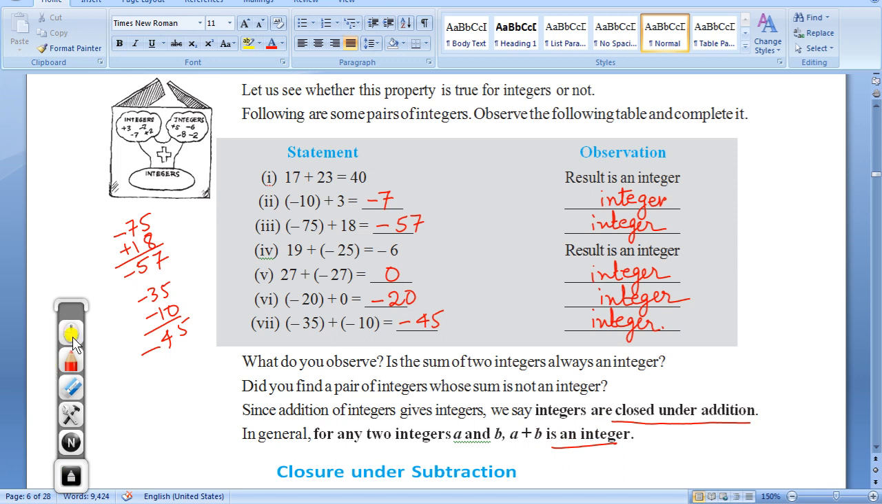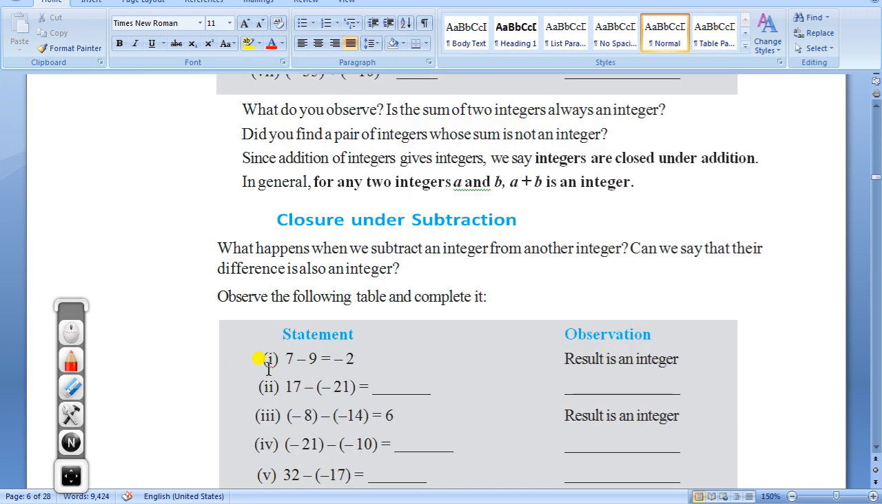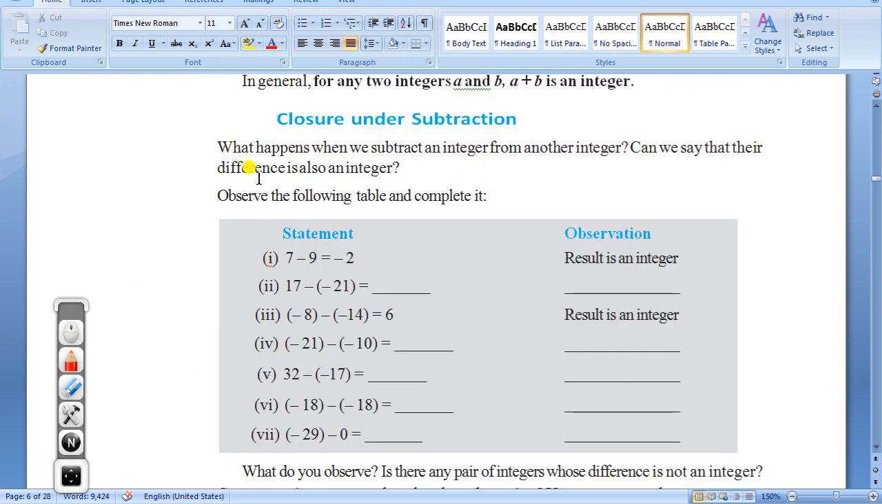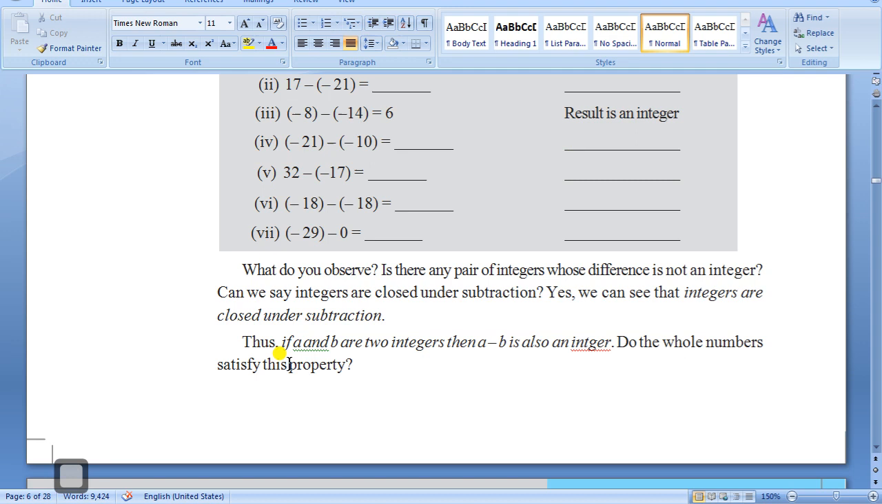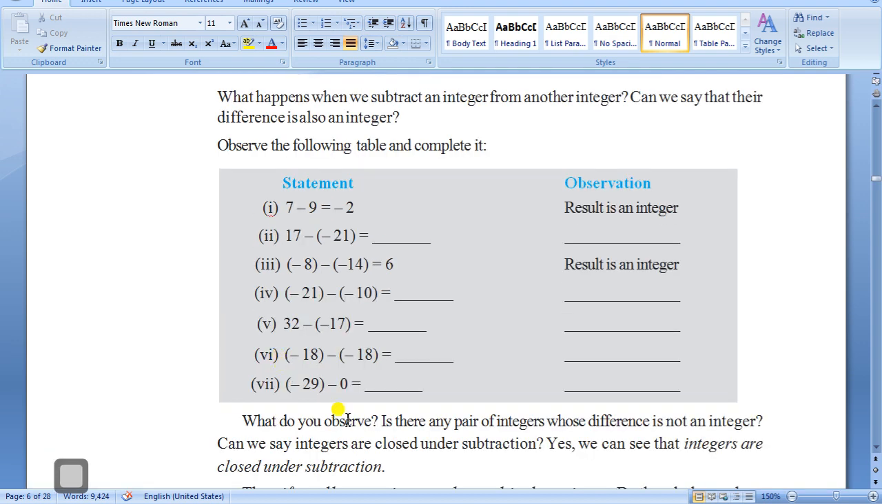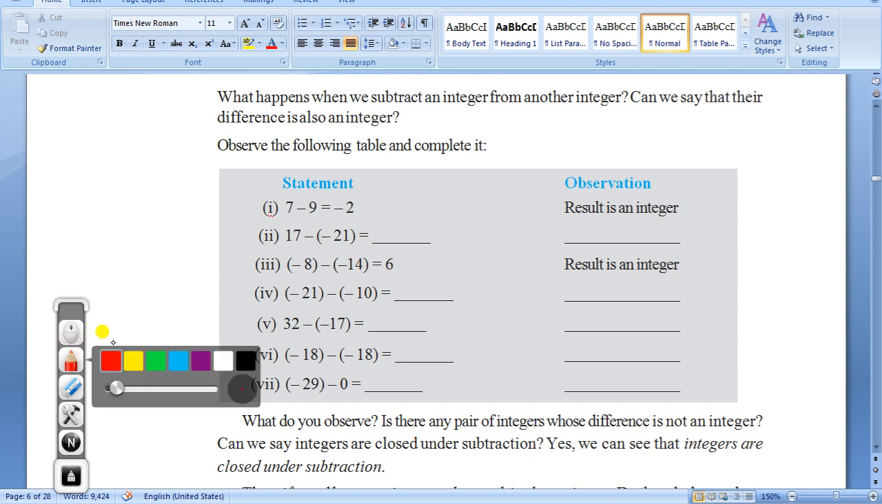Now we will see the closure property under subtraction. What happens when you subtract an integer from another integer? Can you see that their difference is also an integer? Let us find out. That is, 7 minus 9 is minus 2, an integer.